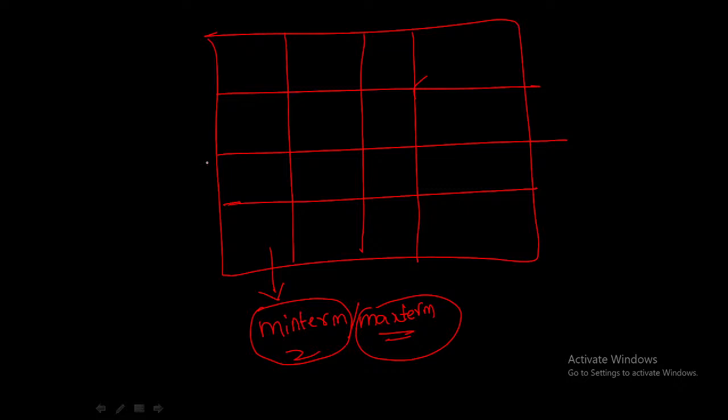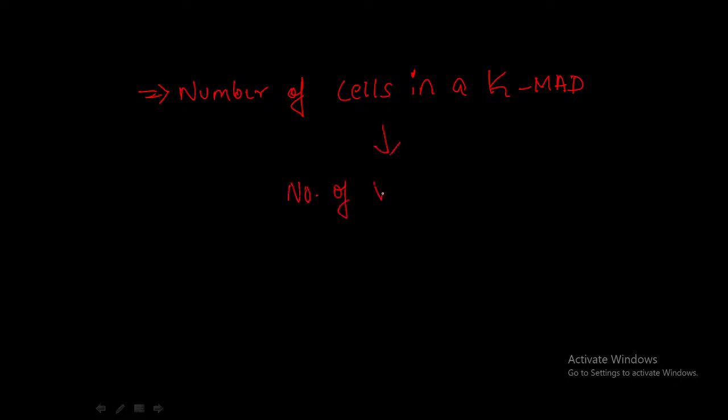And how many cells a K map should have will depend upon the number of variables. I will write it here. The number of cells in a K map will depend upon the number of variables in the Boolean expression or in the Boolean function. How many cells the K map should have depends upon the number of variables in that particular Boolean function.